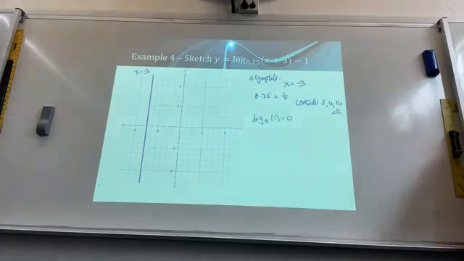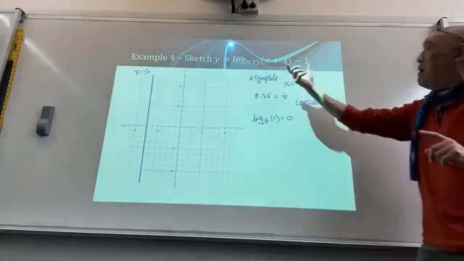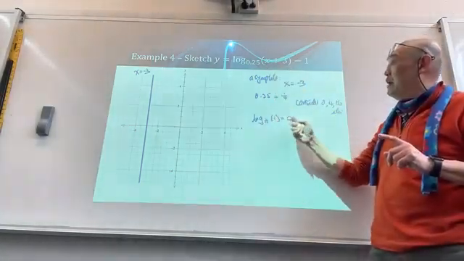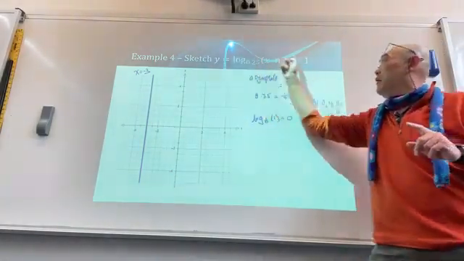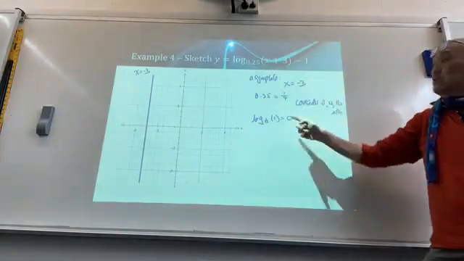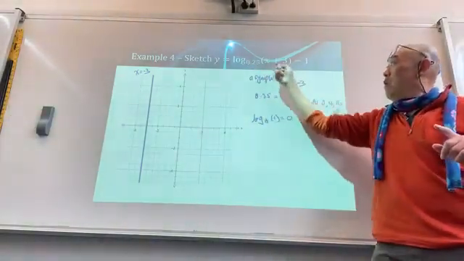So the first point that I'm going to look at is, think about this, log base 1/4 of 1 equals 0. If that equals 0, I know y equals -1. Correct? So if that's equal to 0, what would x be?